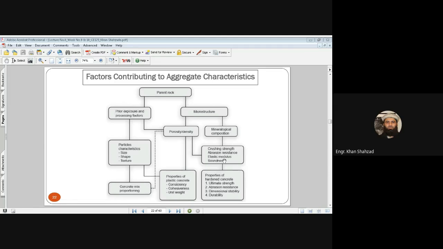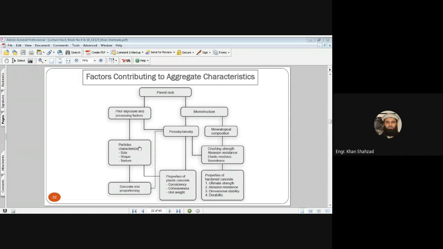We will discuss this in the soundness test. So how much resistance it gives you. Then the next one is the properties of the hardened concrete, how it helps in the properties of the hardened concrete, how much ultimate strength it gives you, abrasion resistance I told you, dimensional stability or the volumetric stability of the concrete, and finally how durable the concrete is. Then the porosity is coupled with this one as well as with this one. So let's come from this side.